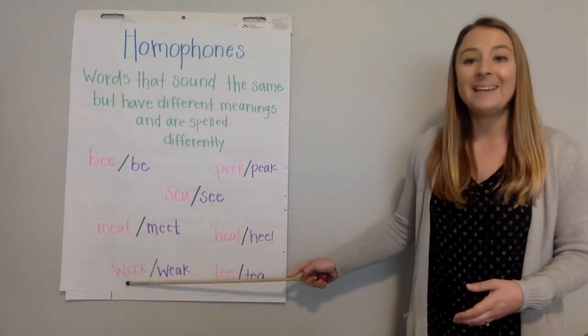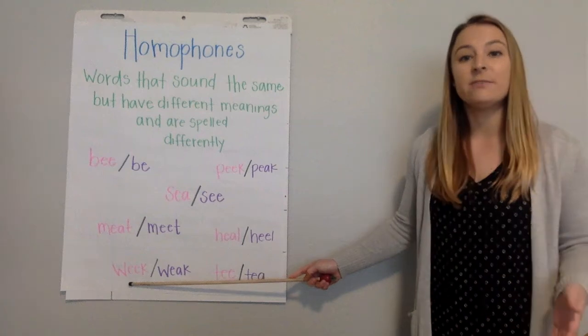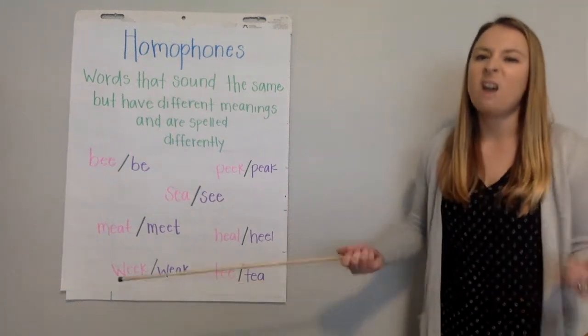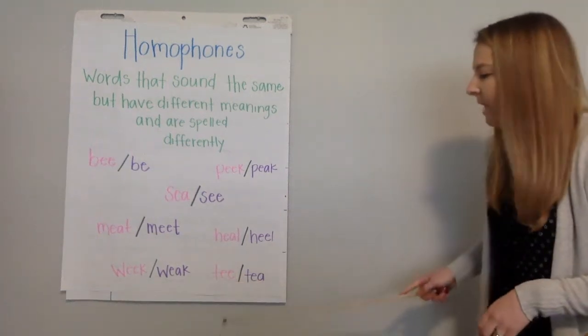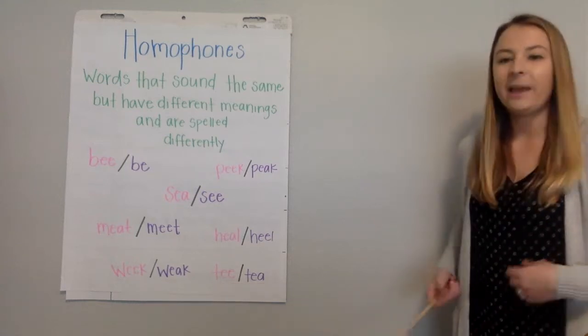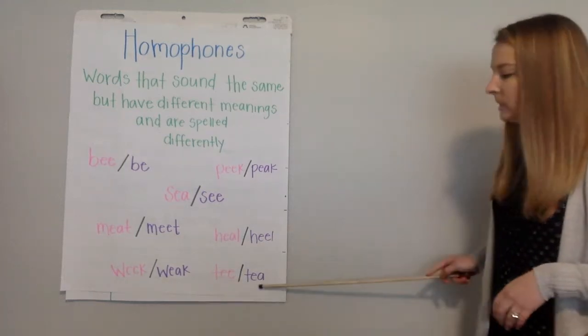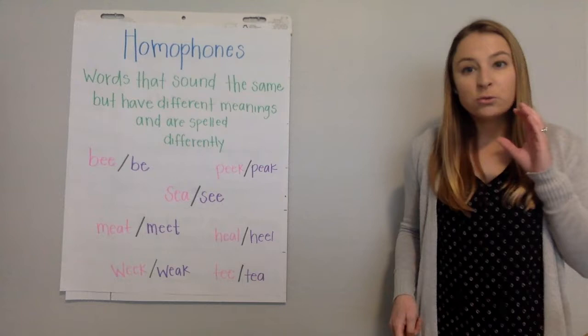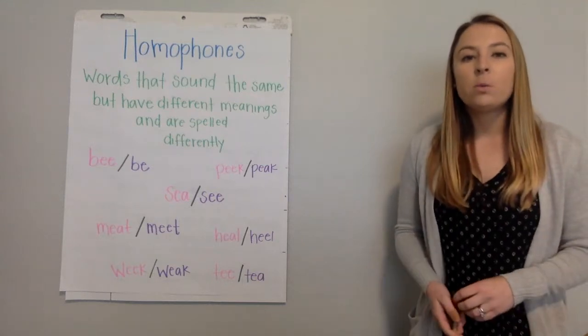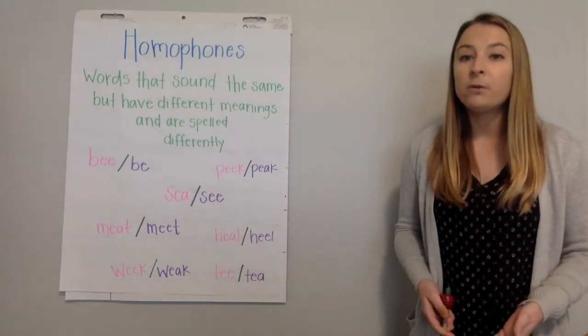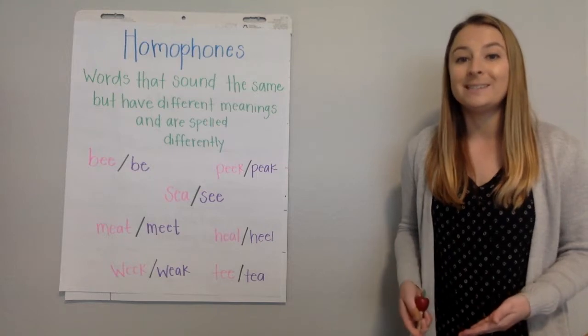Week, like the 7 days of the week, or weak as in not very strong. And our last example is tea, like in T-shirt, or tea as in tea that you drink. So today we're going to be working with some examples of homophones and putting them into different sentences.